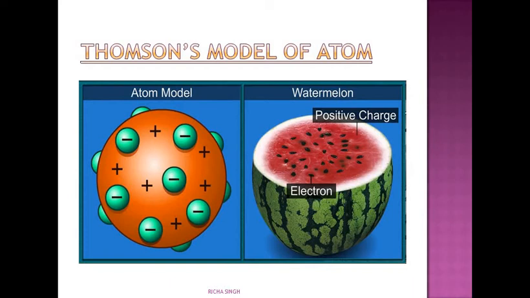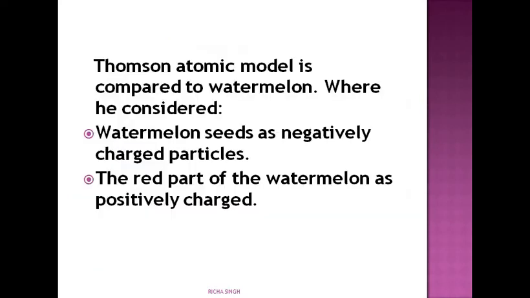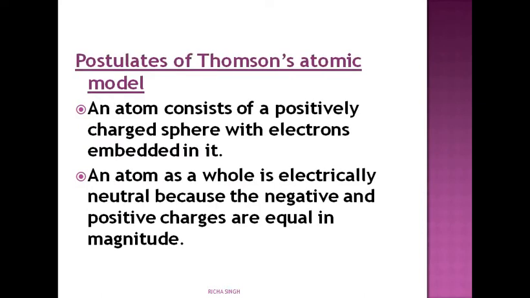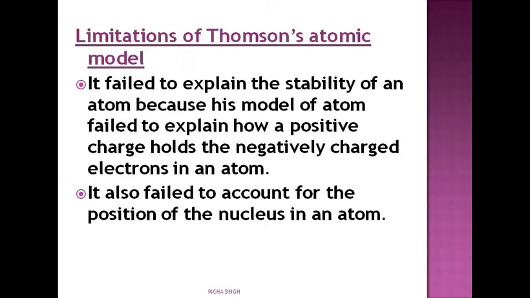His model can also be compared with that of a Christmas pudding. The electrons are embedded in the sphere of positive charge, like the dry fruits which are there in the pudding. So one thing was clear, that atom is a sphere, and he gave the position of electrons and protons. This was J.J. Thomson's model. He said that atom consists of positive charge all over and the electrons are embedded in it.